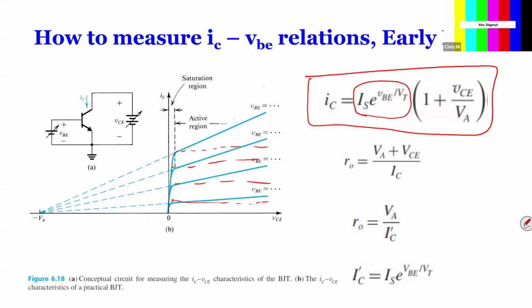Now VA is a constant, like 5 volts, 10 volts. It's a voltage, so VCE over VA has no unit. It's just a value, and adding it to 1 means IC is bigger. So as VCE increases, because VA is constant, you can see IC increases more. This is the phenomenon we relate to RO.